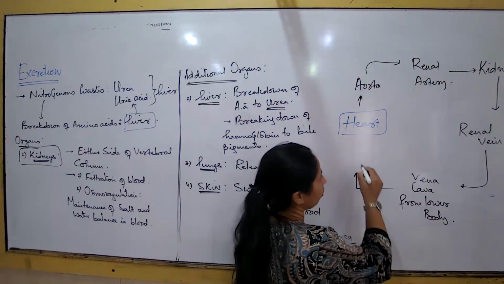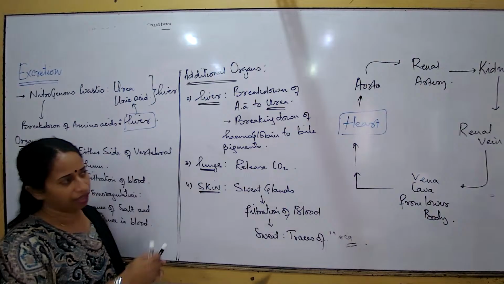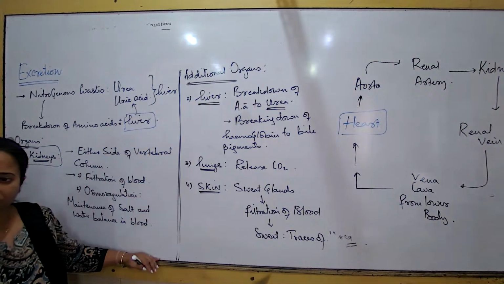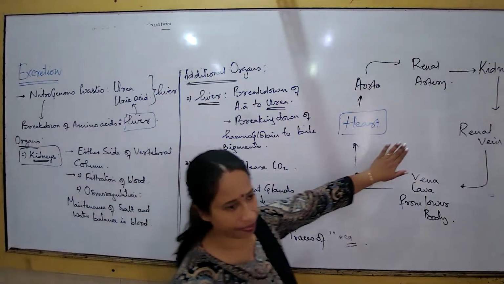Atrium. Vena cava always gives blood to the right atrium. So again back to the heart. ये relation आया समझ में कि नहीं? पहले ये बोलो. ये relation आया समझ में?